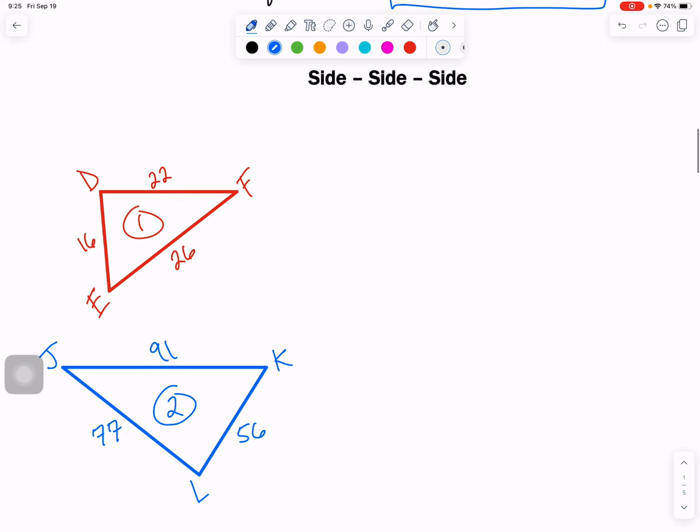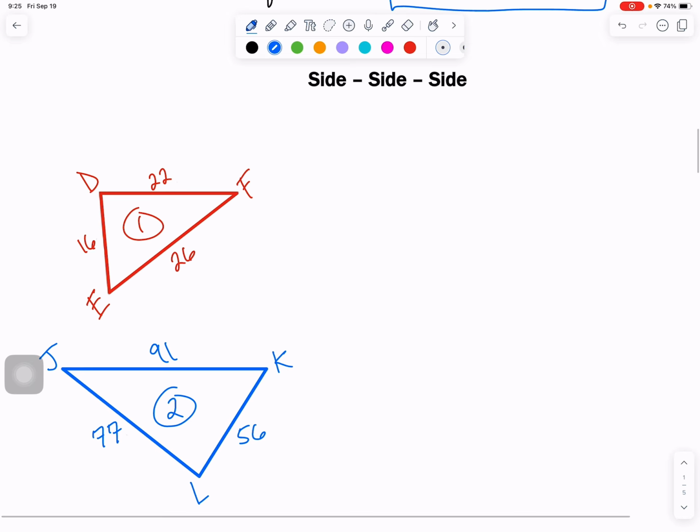We can also prove triangle similarity via side, side, side. They all must be given 3 sides. If this was only given the 22 and the 26, well, guess what? Would not work. But it also has a 16 in there. 91, 77, 56. However, all 3 sides must be proportional. What I like to do is here, I like to mark my sides as like a side of fries. I think I stole that one from Kaminsky.